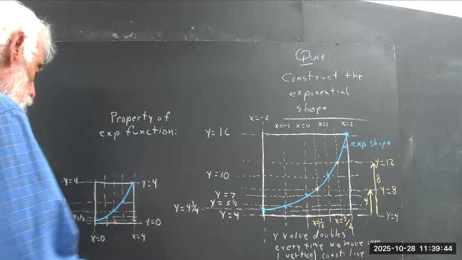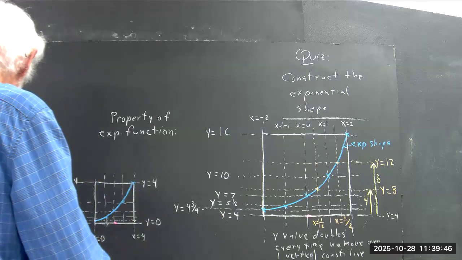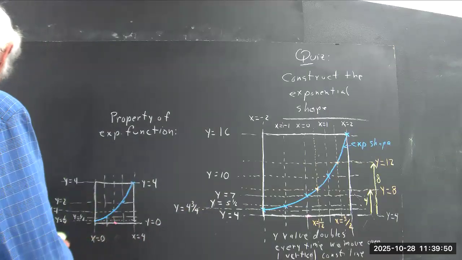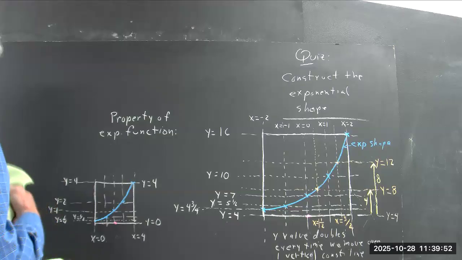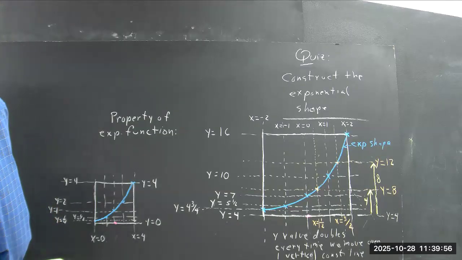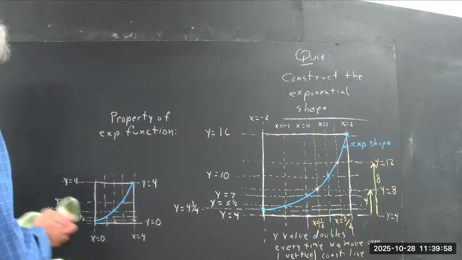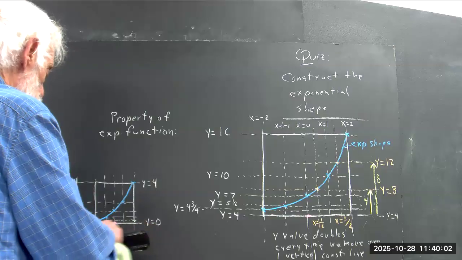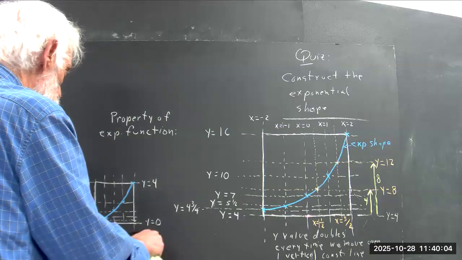I've got to back up. I said something wrong. I said we were going from x equals 0 to x equals 4, and our toolkit graph goes from x equals -2 to x equals 2.